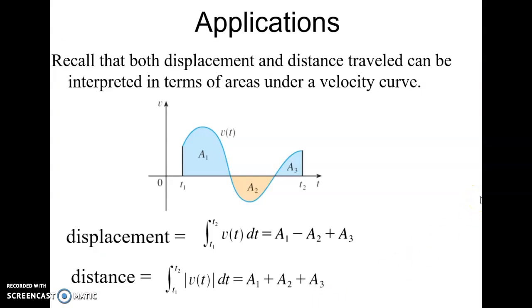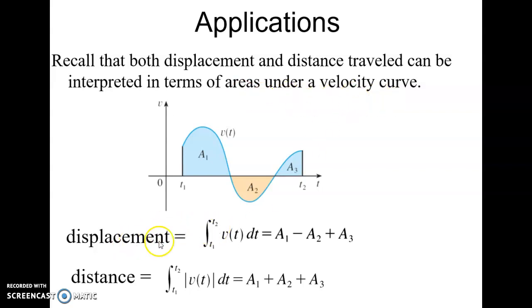So I'm going to look at a couple of applications here and then look at the last topic, which is on the average value of a function. So remember, both displacement and distance traveled can be interpreted in terms of areas under a velocity curve.